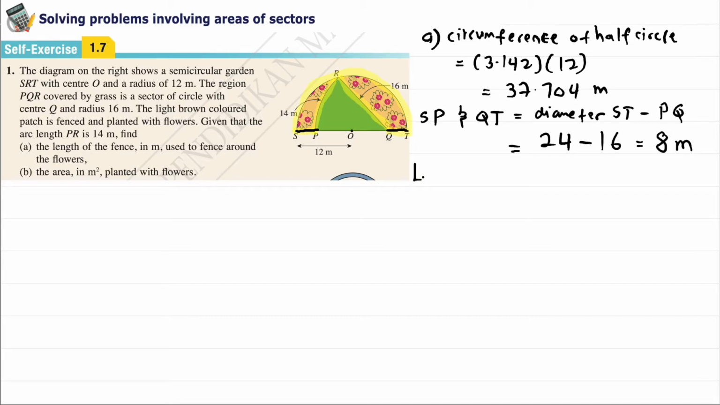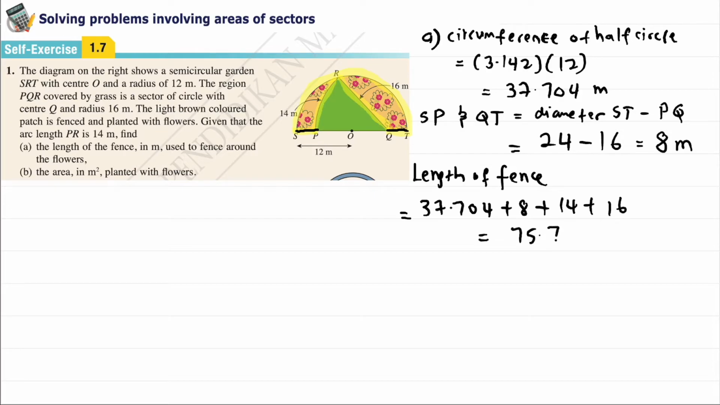Okay. So, now we have everything. So, kita boleh cari lah dia punya length of fence. Equals to 37.704 tambah 8 tambah 14 tambah 16. Akan dapatlah panjang pagar dia iaitu 75.704 meter. Settle. Tengok B pula, area planted with flowers.